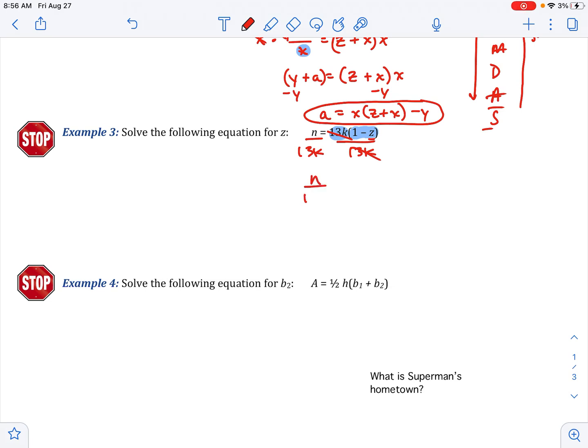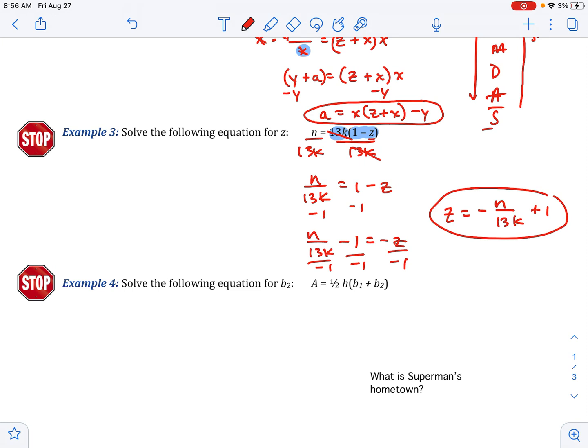So n over 13k equals 1 minus z. Now to get the z by itself, I'm going to subtract 1 to both sides, and I've got n over 13k minus 1 is equal to negative z. Don't forget about that negative. So to change it into a positive, I got to divide everything by a negative 1, and now I've got z equal to a negative n over 13k, and then negative 1 divided by negative 1 is plus 1.